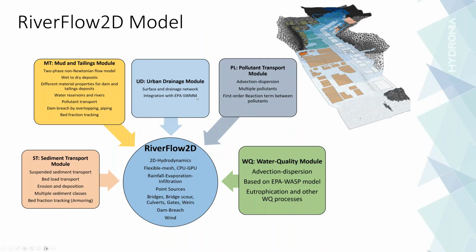The urban drainage module is the one that deals not only with the surface water flooding, but also with the storm drain network and the interaction of these two processes. We have the pollutant transport module for advection dispersion and multiple pollutants, and the water quality model that is based on the EPA WASP formulation. That is also one of the pollutant transport modules of RiverFlow2D.